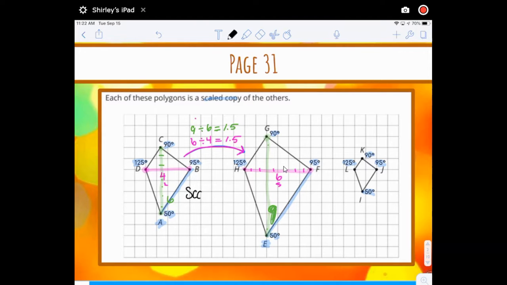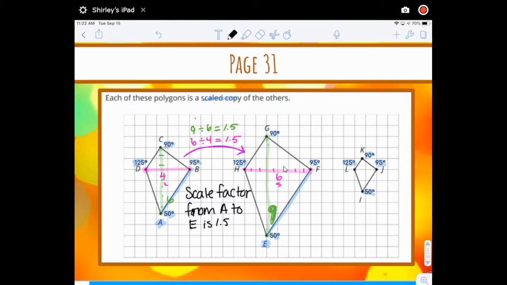So the scale factor from A to E is 1.5. So that tells you that everything in the first shape gets multiplied by 1.5 to make everything in the second shape. We're going to go ahead and do the same process, but now I'm going to find the scale factor from the middle shape to the third shape.